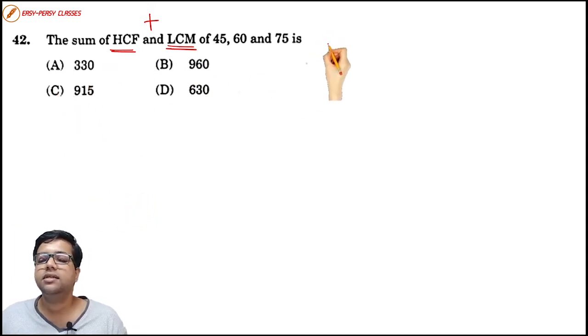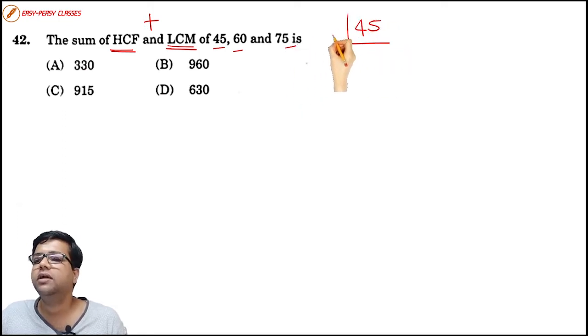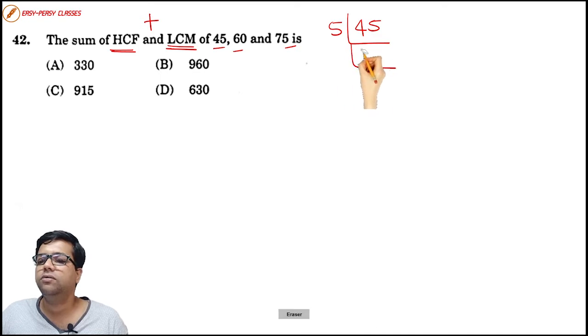So what is the HCF of 45, 60 and 75? You directly have to go for the prime factorization method. So with the prime factorization method, what do we have? 5 9s are 45. No, you can directly go by 3, right? 3 can be done, because you know the table of 15.